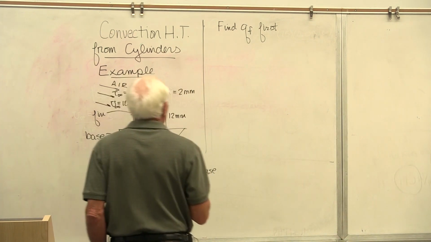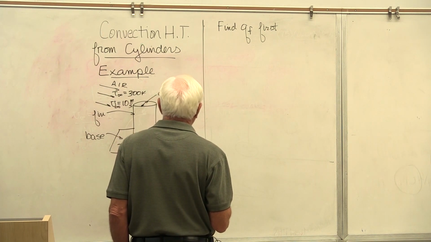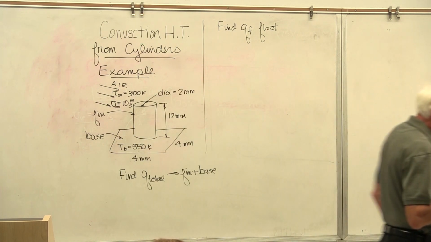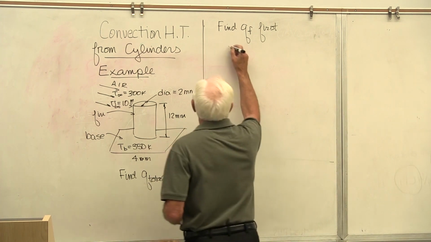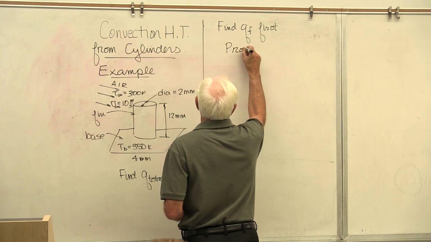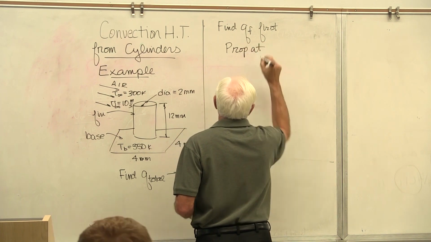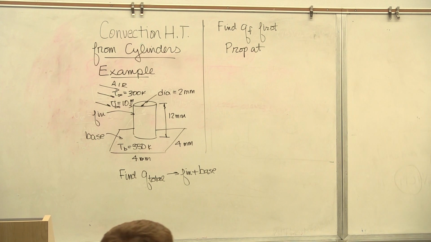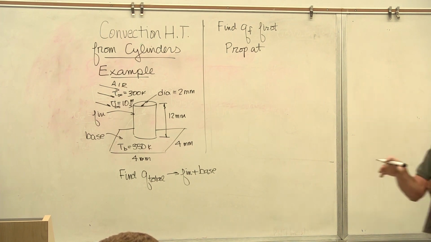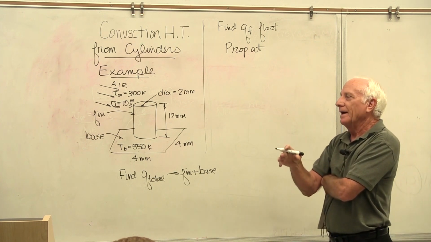Okay, Q fin. All right. Let's go back and first of all get the properties. We always start with getting the properties. I know that in chapter 3 with a fin I had to have H. If H wasn't given to me, I couldn't solve the problem. We're in chapter 7 now. If they don't give you H now, you can solve the problem. Okay, I got to find H.